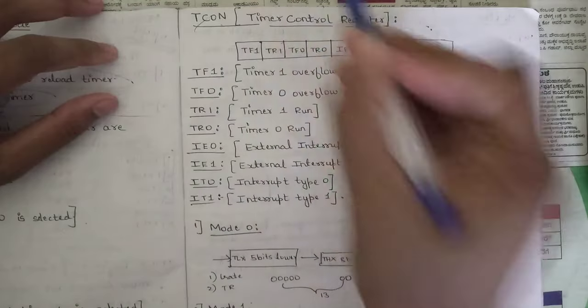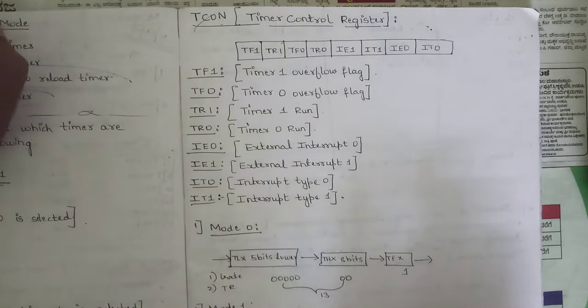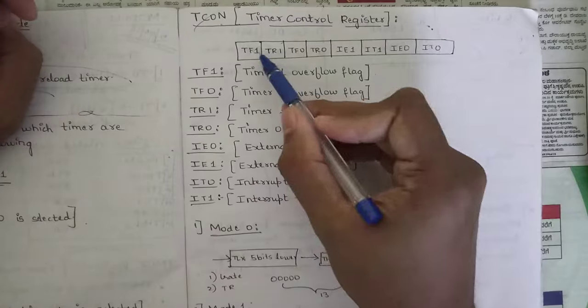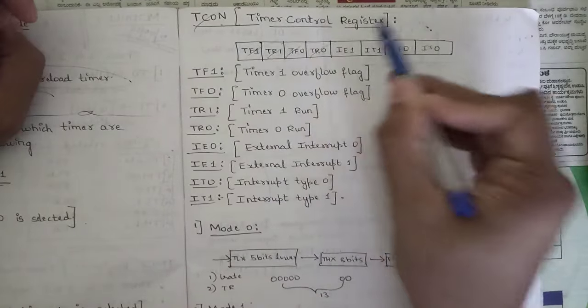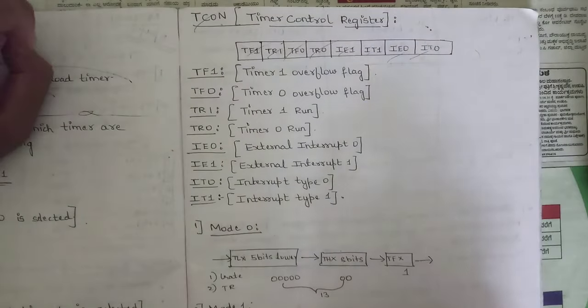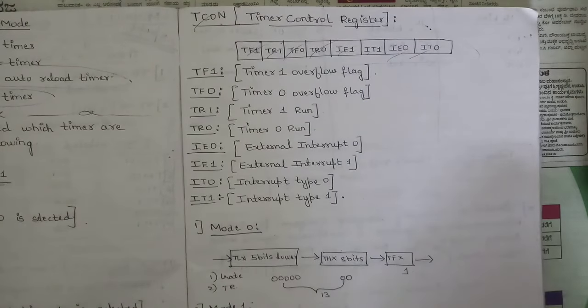One more important question is related to the TCON register, the timer control register. This is also repeated multiple times. This is again an 8-bit register, divided into 8 bits. It is TF1, TR1, TF0, TR0, IE1, IT1, IE0, IT0, and these are all of the 8 bits. So you can mention it neatly and write it.